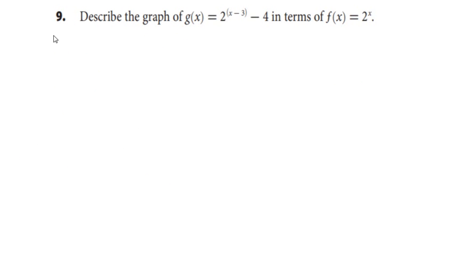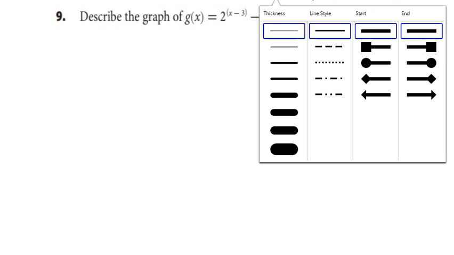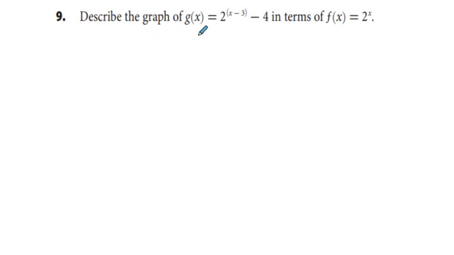Okay, now the next instruction set we have, exercises 9 and 10, describe the graph of g of x equals 2 to the power of x minus 3, minus 4, in terms of f of x equals 2 to the power of x. Well, what we have here is the function in standard form looks like this.